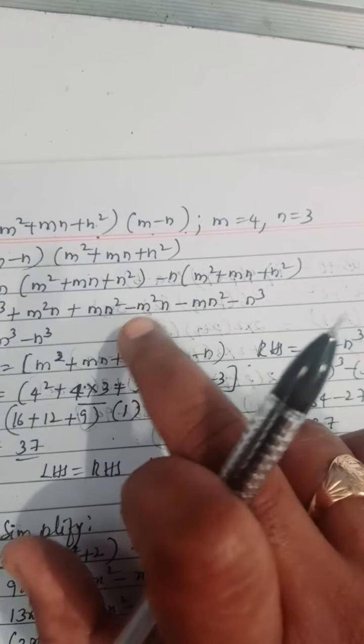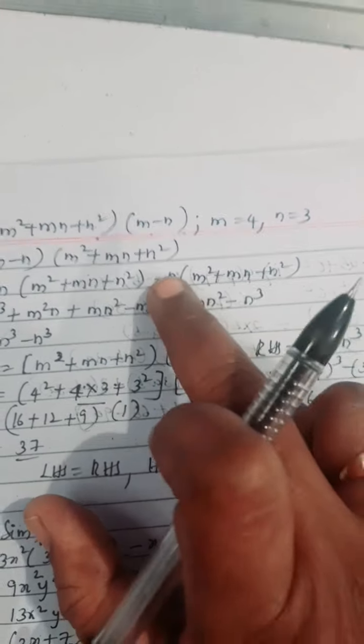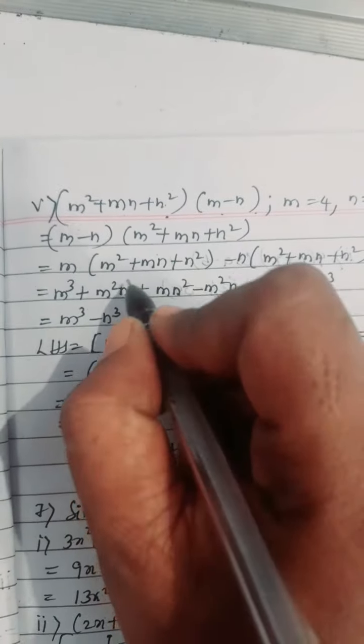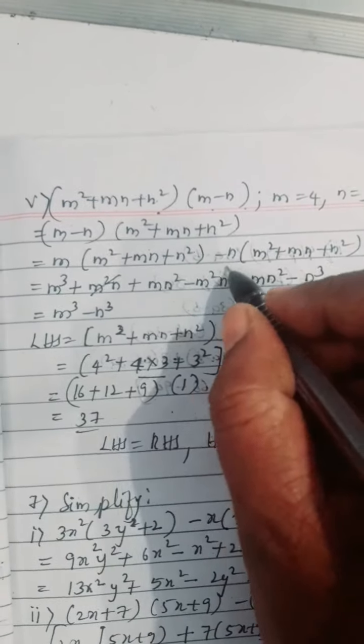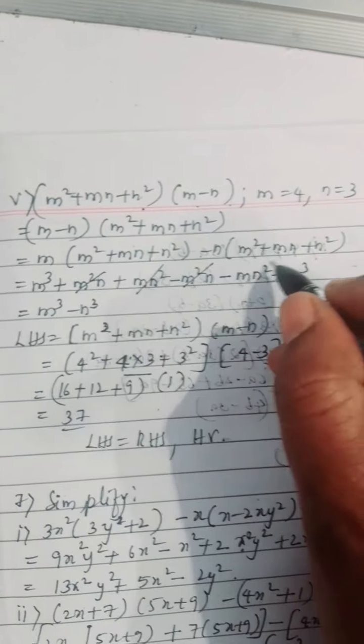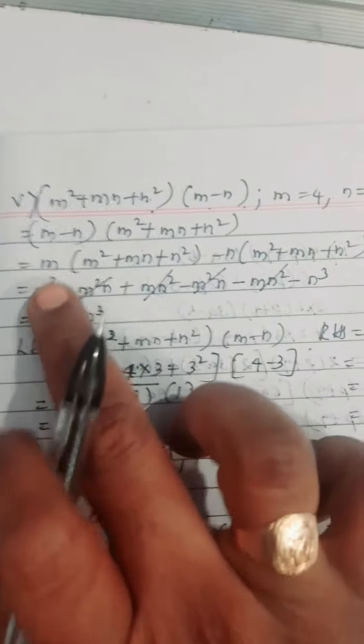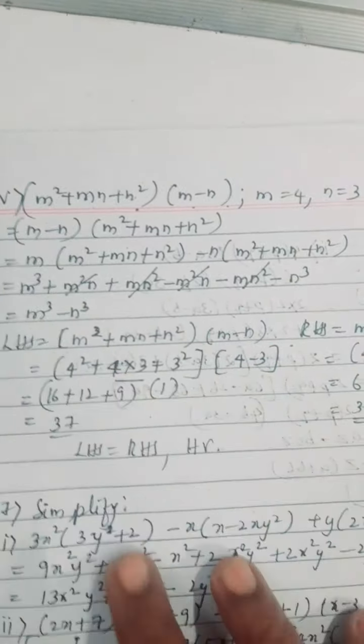m square n minus mn square minus n to the power of 3. Here m square n minus m square n, mn square minus mn square get cancelled. m cube minus n cube is left, children.